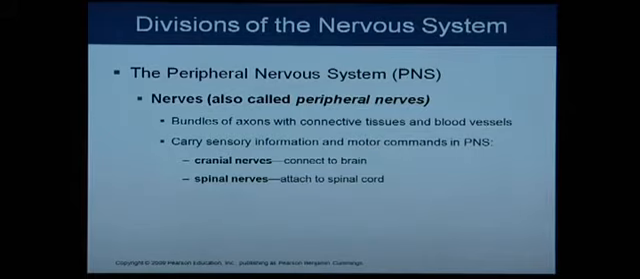There are two categories of these nerves. We have cranial nerves, which are where they sound like they should be, connected to the brain, and then spinal nerves, which attach to the spinal cord. And we'll talk in more detail about the spinal cord in the next chapter that we'll be going over.